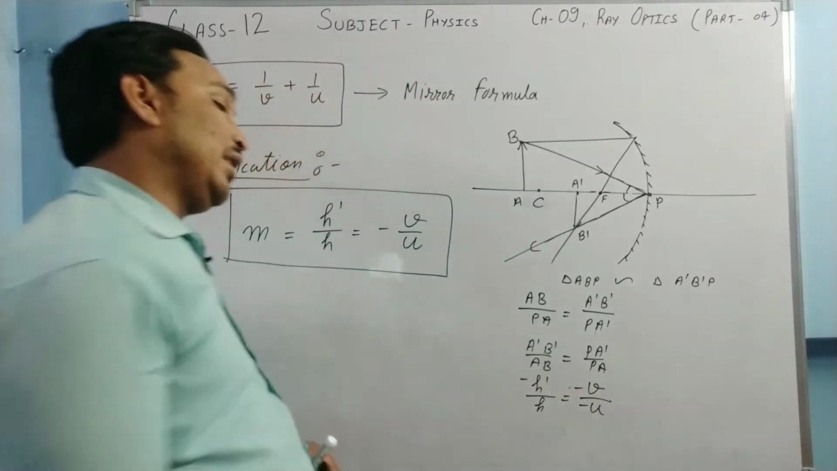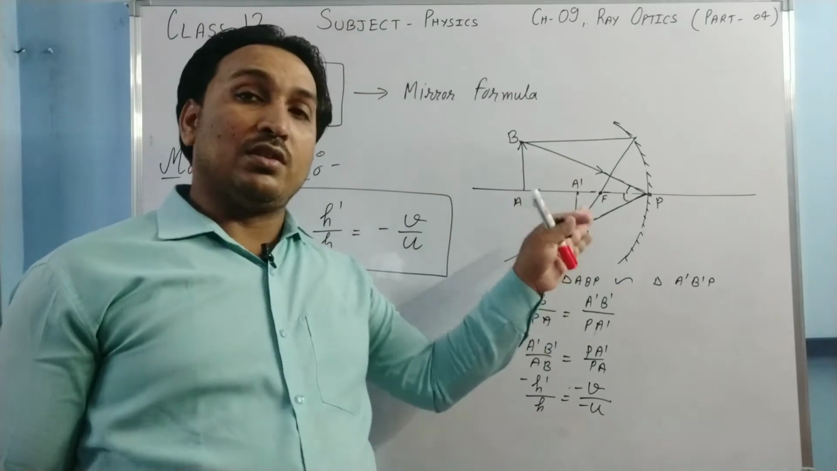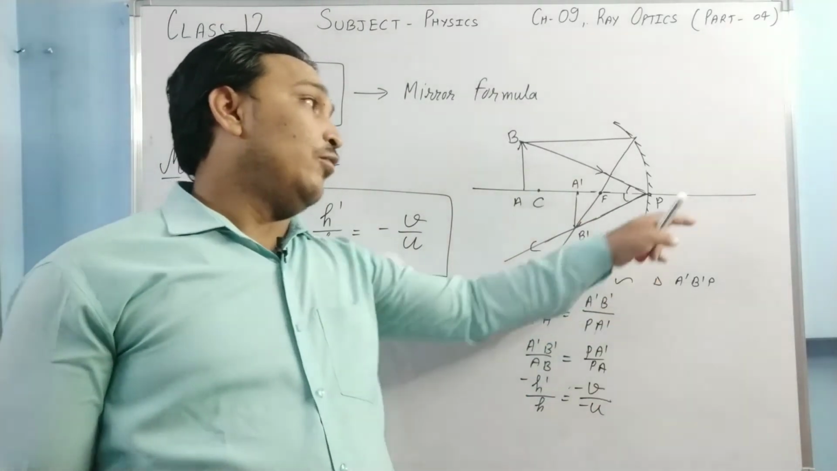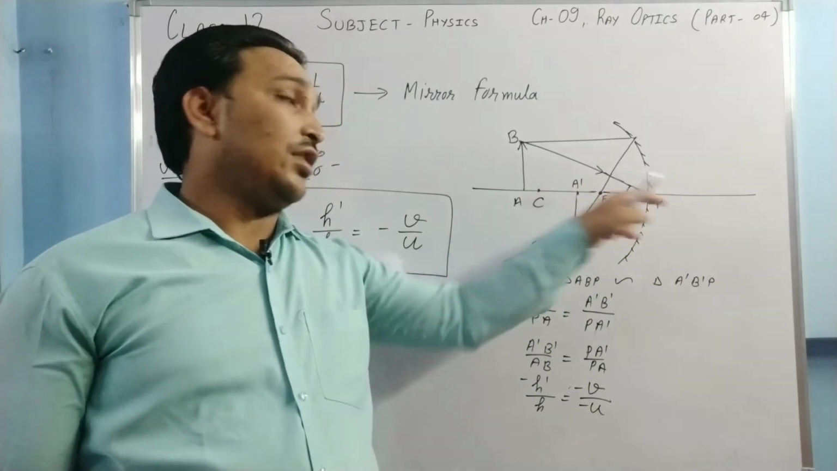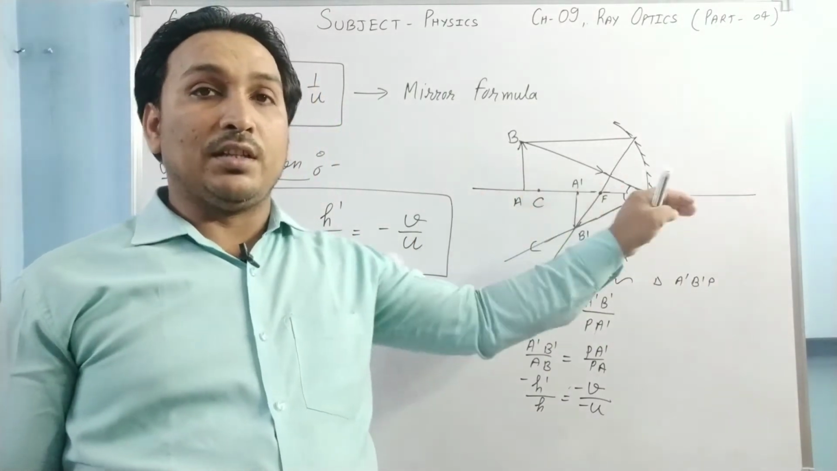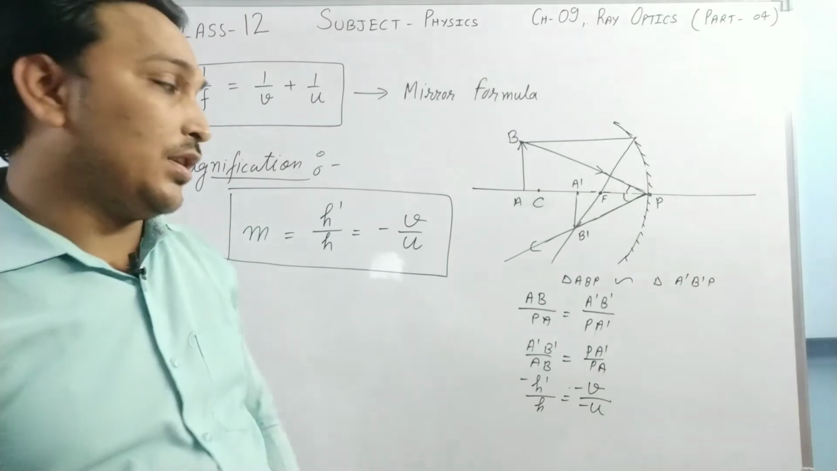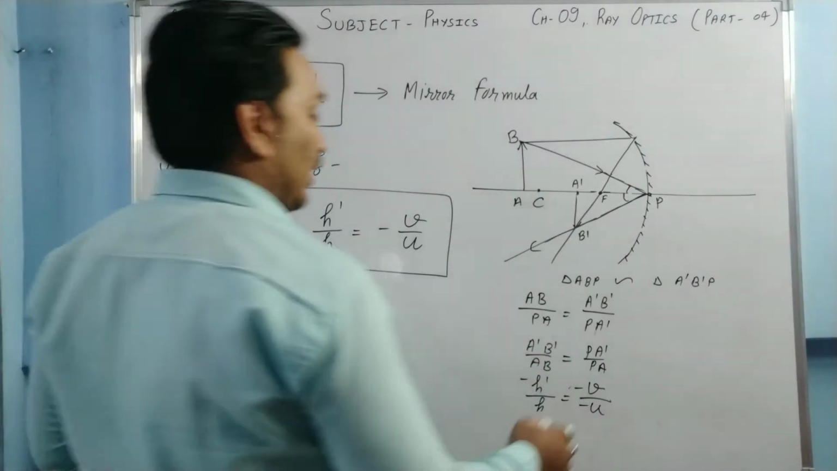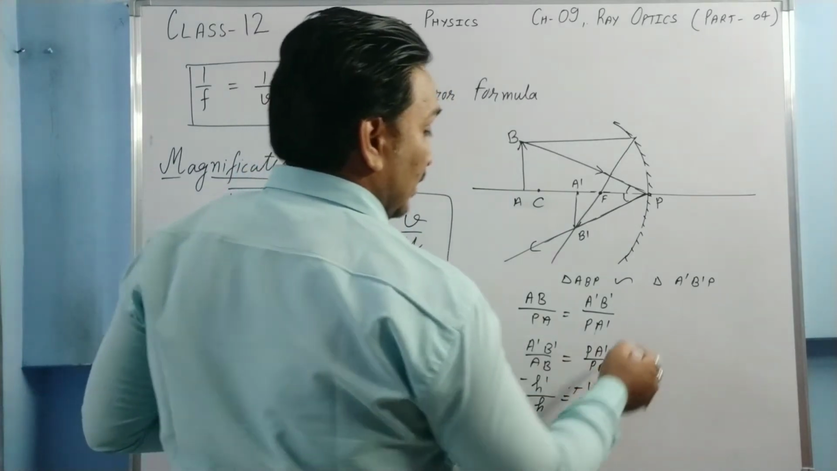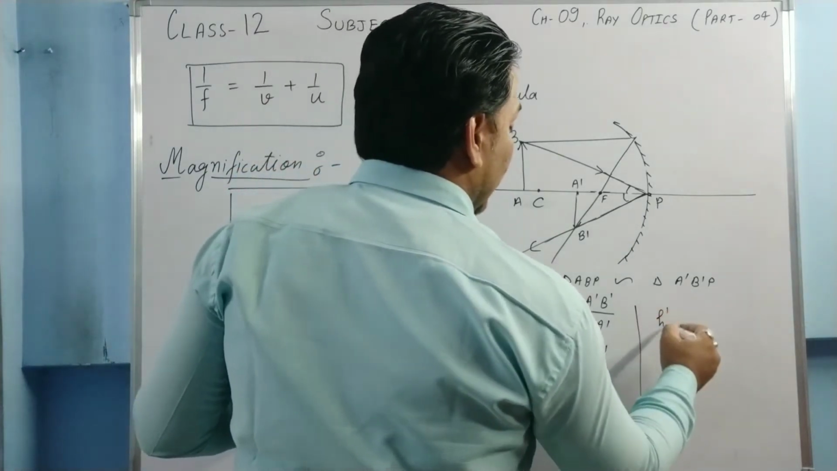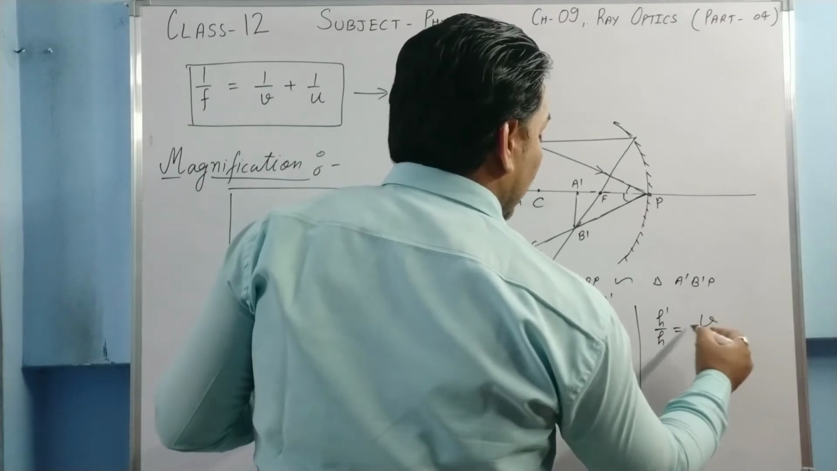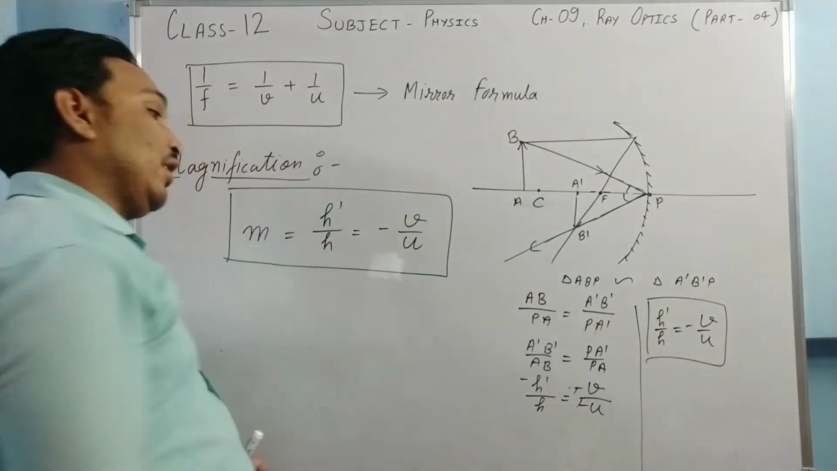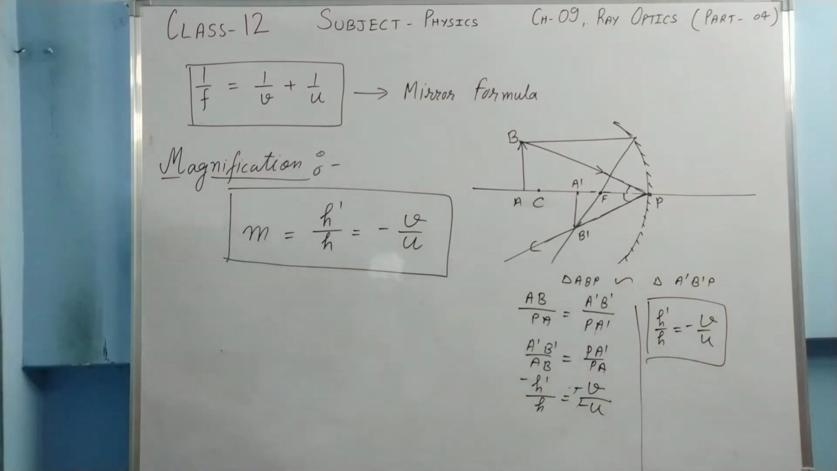Why all these are minus? Height of the image is negative because the image is formed inverted. Minus V I have put because PA dash is going this side, ray of light is this side, incident light. So basically this is also negative, and U is negative for the same reason. So one minus sign will be cancelled out, but again one minus sign is there. So what we can write? We can write H dash upon H is equal to what? Minus times V upon U. And H dash upon H is defined as magnification, so it can be written as minus V upon U.